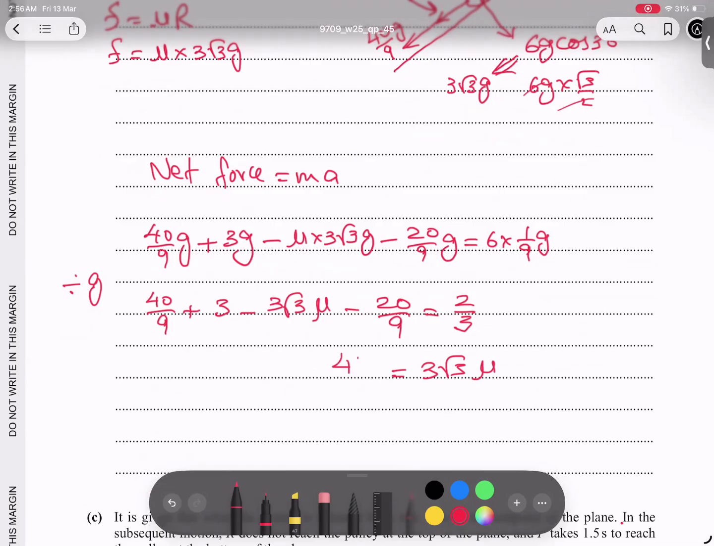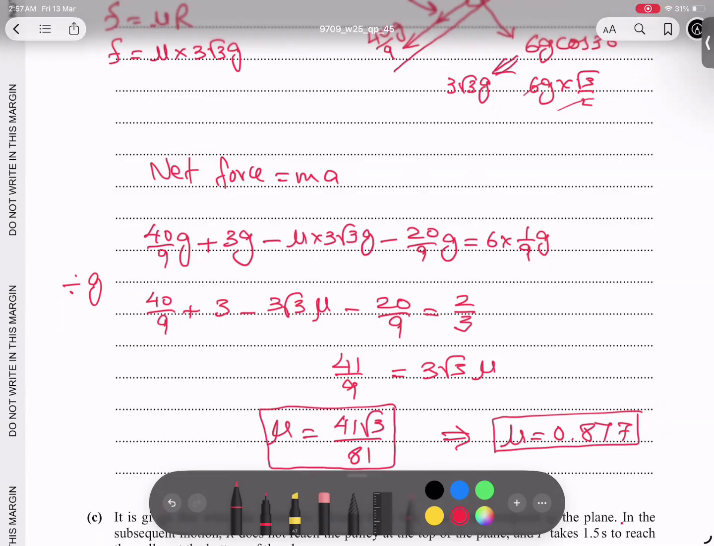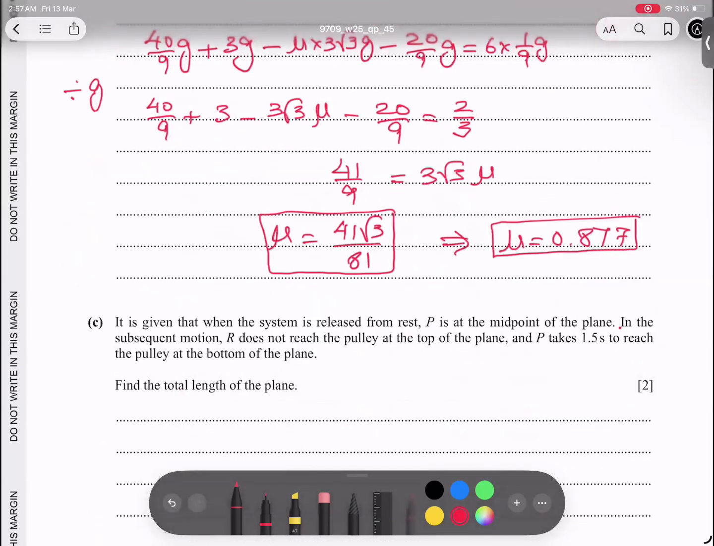I'm getting here 41 over 9. And if I divide this value by 3 root 3, students, I get the exact value of mu. The exact form of mu is 41 root 3 over 81. And if I write it in 3 significant figures, I get 0.8767, which rounds to 0.877. If we are asked for the exact form, this is our exact form, and this is the 3SF. I hope the point is very clear.